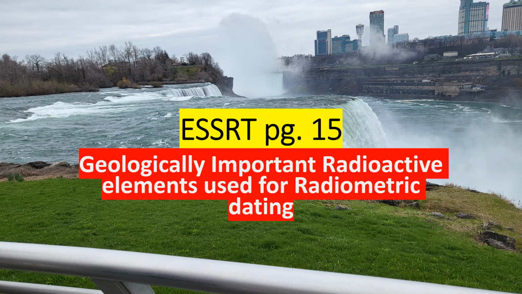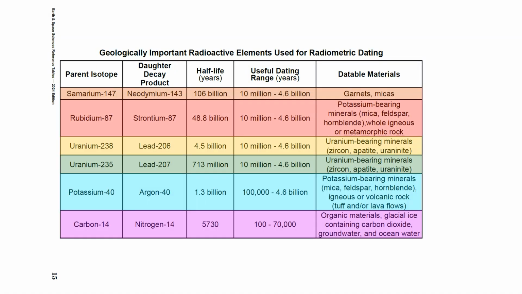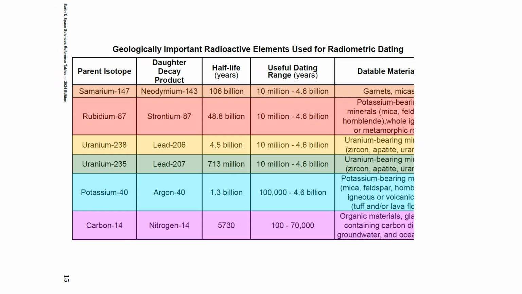Hello everyone, let's talk about page 15 in our Earth and Space Science Reference Table, Geologically Important Radioactive Elements used for radiometric dating. Alright, so let's look at the top of our table. We have a parent isotope, a daughter decay product, a half-life that we measure in years, a useful dating range also in years, and then we have datable materials. Let's look at each column.